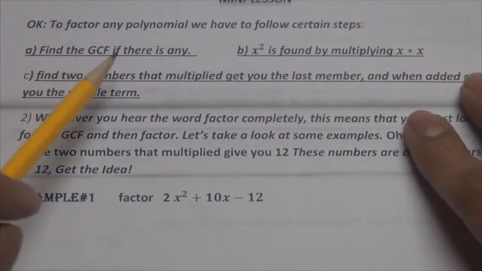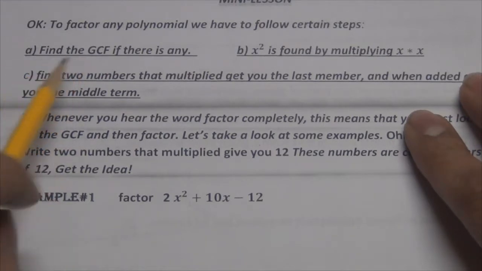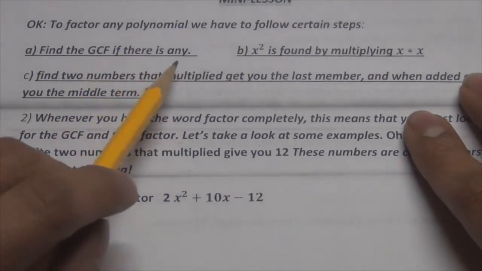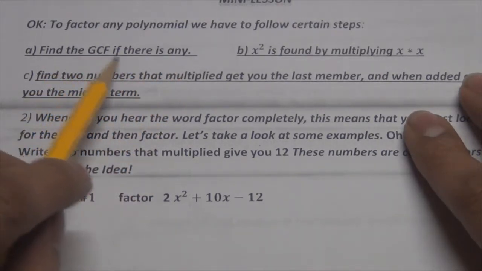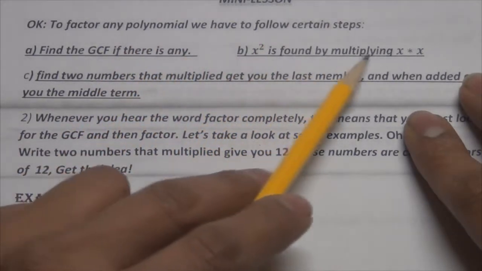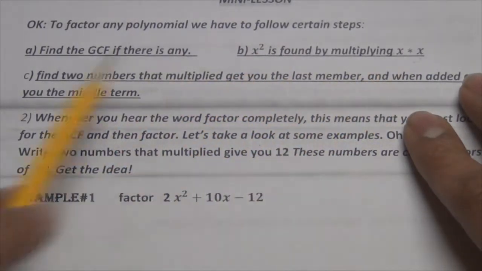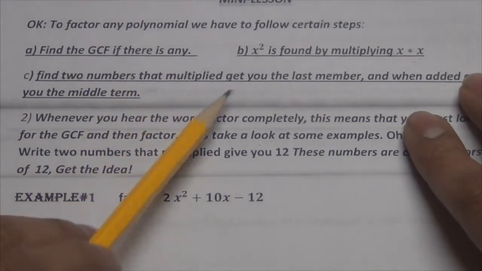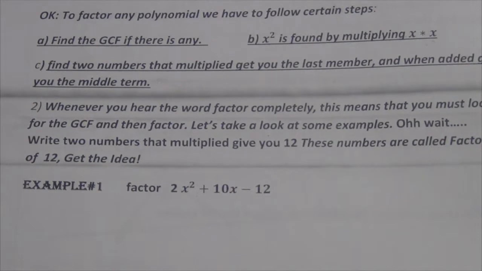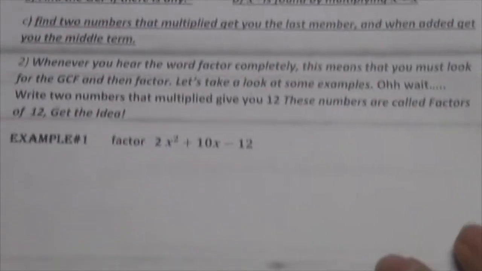All right, to factor any polynomials, we have to follow certain steps. The first thing you do is try to find the greatest common factor, if there is any. It's not like every time you factor something you're going to find a greatest common factor. No, sometimes you don't. The next thing is that x squared is found by multiplying x times x. So when I say what are the factors of x squared, you say x and x. Then find two numbers that multiply to get the last term, and when you add, you get the middle term. Sometimes it may vary, okay? But anyway, let's start with this.